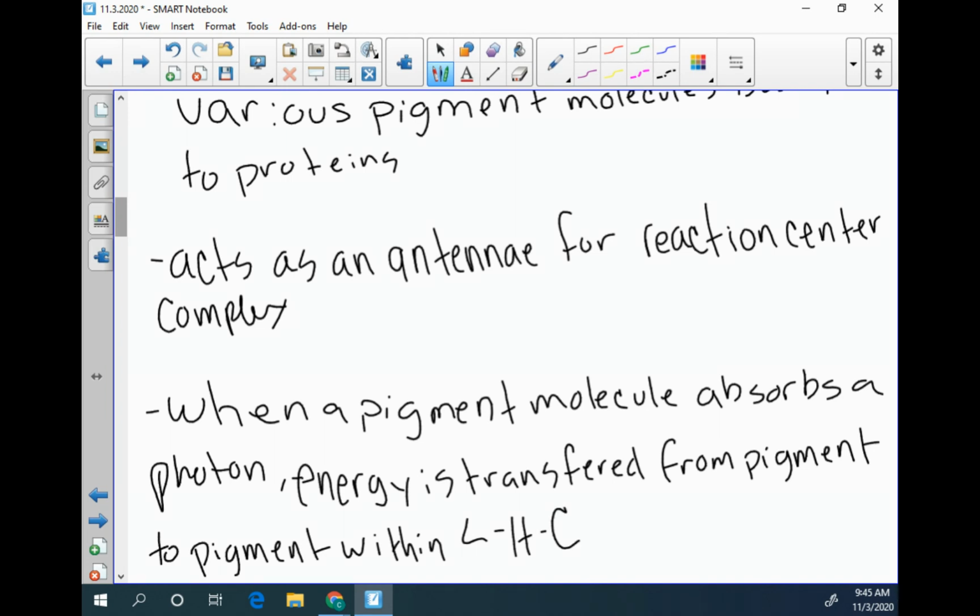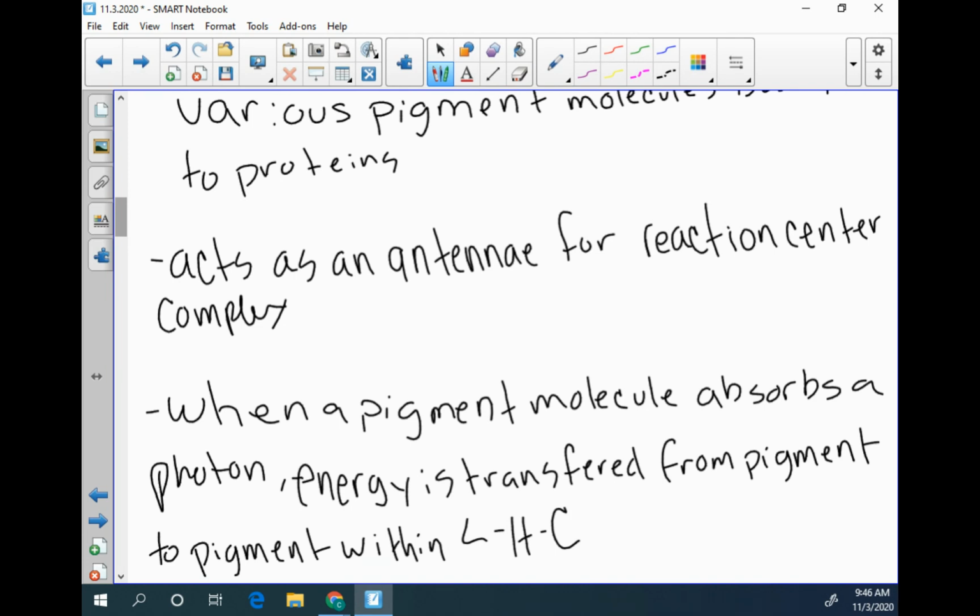So it would just be like, if this is one of our pigment molecules and this is another pigment molecule, and this is another pigment molecule, if this one gets excited, one of the electrons will go up in energy level, but that's pretty unstable. So it'll immediately drop back down. And when it drops back down, it will transfer the energy to another one. And the same thing will happen with another one. And that energy is going to be passed from pigment to pigment to pigment within the light harvesting complex.